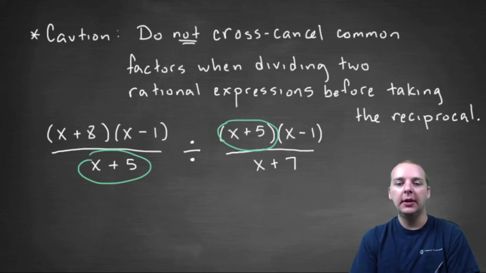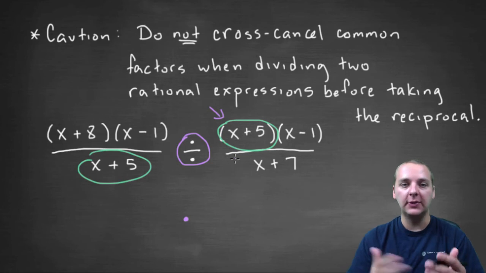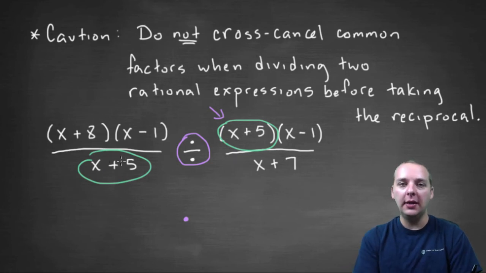Well, here's the deal. If you were to cancel these, notice when we take a reciprocal and change this into a multiplication problem, this factor right here will not stay in the numerator. He will wind up moving to the denominator, in which case we should not have canceled him, right? So that's very important. So let's wait. Let's not cancel yet. Let's hold on to that.